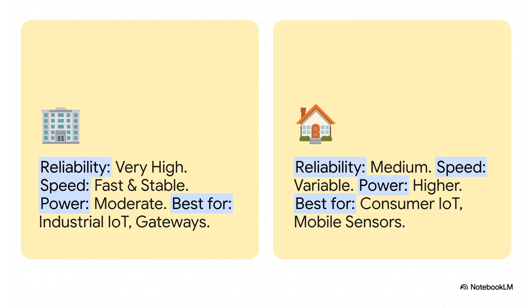And what if you want to connect your project to the internet? Well, that's where Ethernet and Wi-Fi come into play. Ethernet gives you that rock-solid, high-speed, super reliable wired connection. It's perfect for something like an industrial IoT gateway that can't ever fail. Wi-Fi, on the other hand, gives you that amazing wireless flexibility for your smart home gadgets or remote sensors, but you do trade a little bit of reliability and use more power to get that convenience.